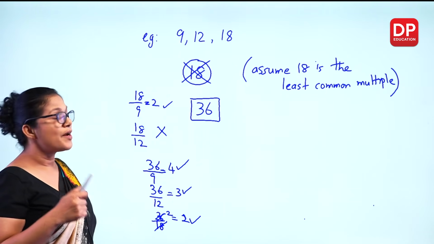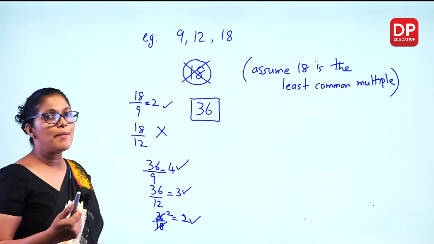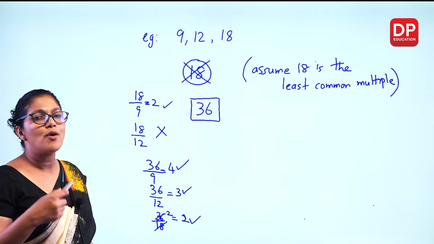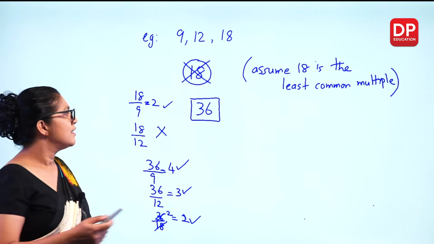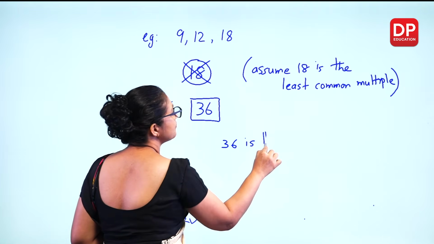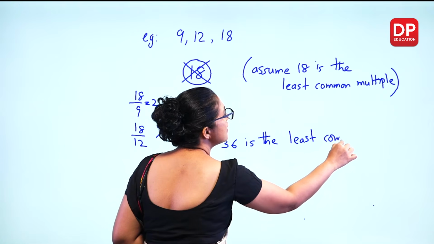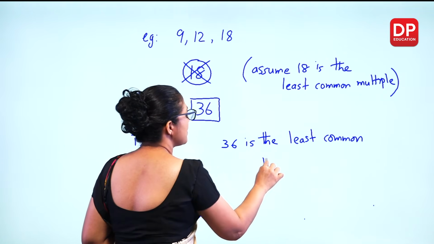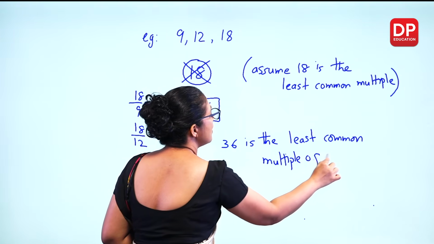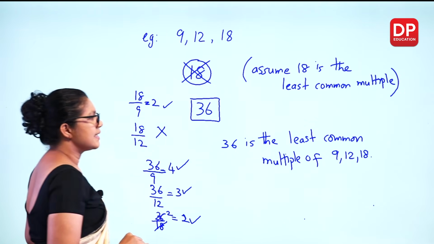So this method is very easy. Just take the largest number as the least common multiple, and then if it's not working, you find out the multiples of that. So here we can write 36 is the least common multiple of 9, 12 and 18.